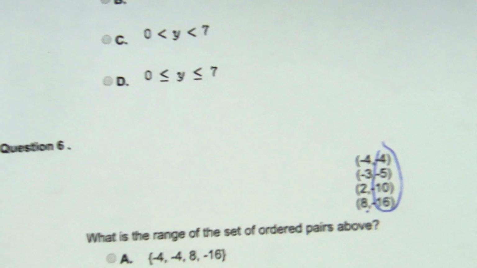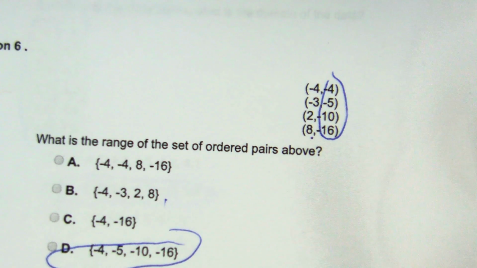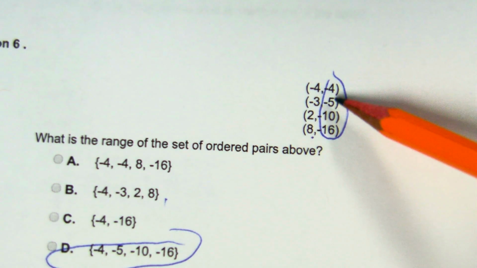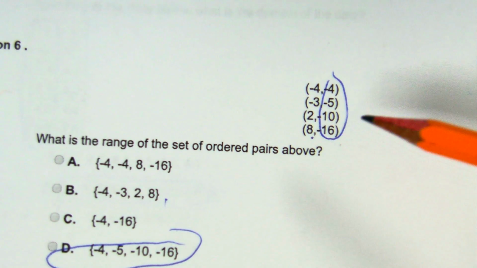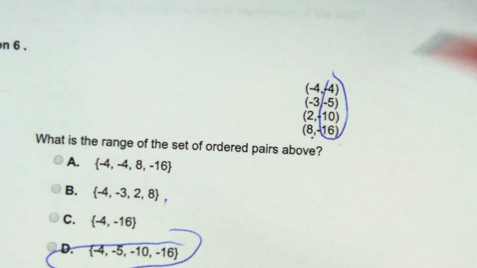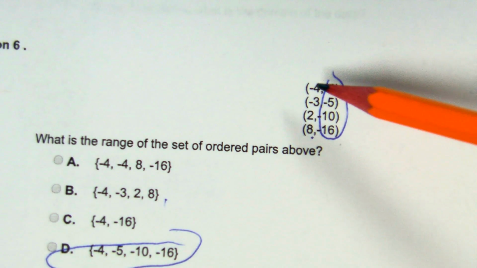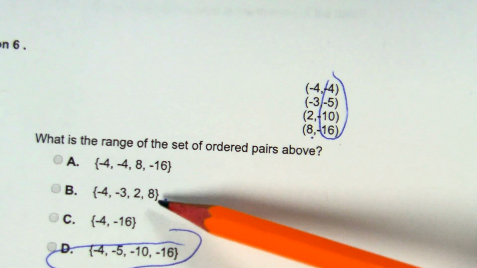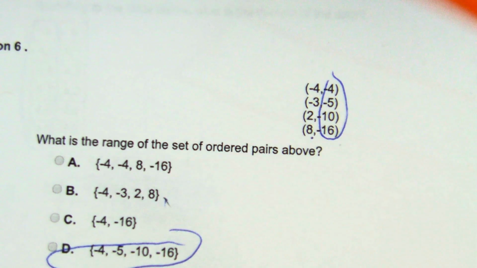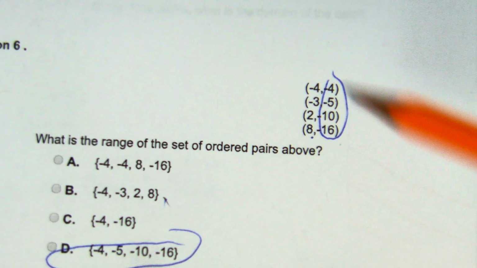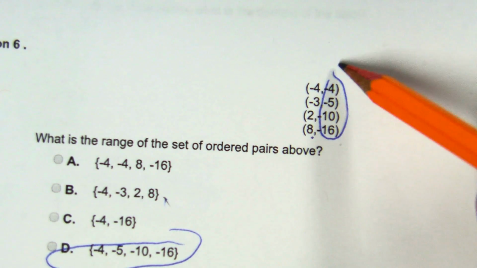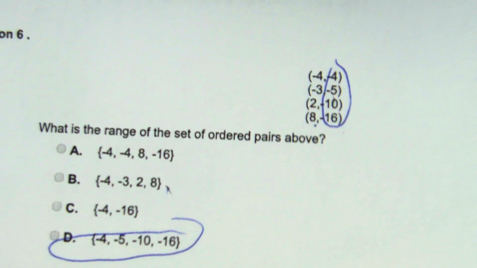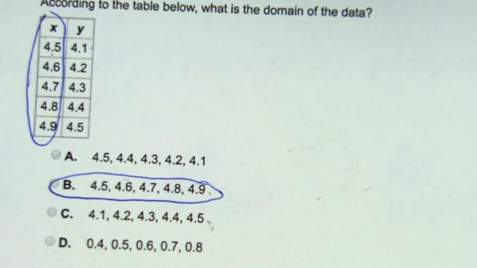Question 6 on this one is asking for the range, so it just wants the Y coordinates: -4, -5, -10, -16. The people at Study Island know the common mistake is getting them backwards, and they're going to have the domain waiting for you. Right there, B is the domain. So remember, domain, the letter D, goes with the X, and R, the range, goes with the Y. If you can remember that, you can do most of these without any problem.